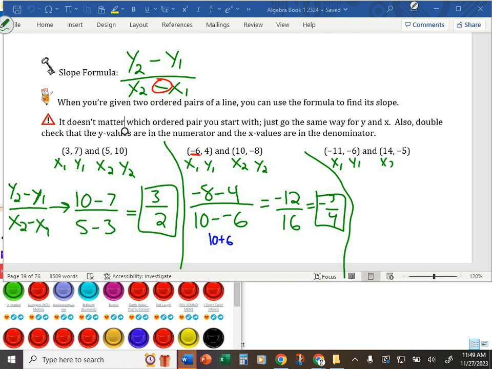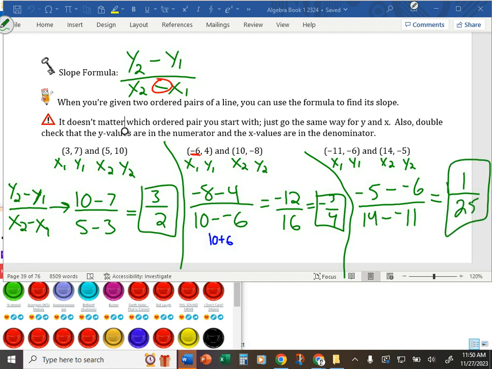x1, y1, x2, y2. Numerator, be careful here: negative 5, our y, minus our x of negative 6. Negative 5 minus negative 6 is what you should have there. And then in the denominator, x2, 14, minus negative 11. 14 minus negative 11. Both of those operations change to addition. So negative 5 plus 6 is positive 1. 14 plus 11 is 25. There's a very not steep line at all. 1 over 25.